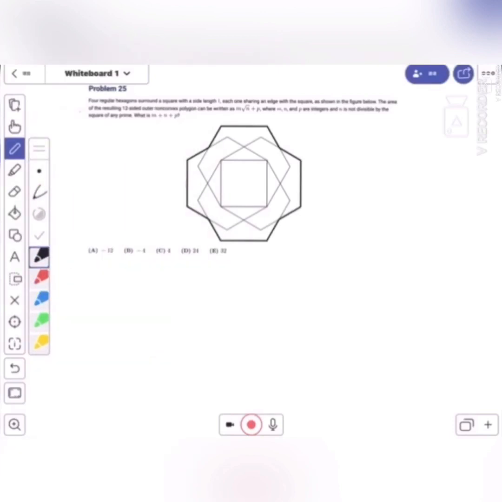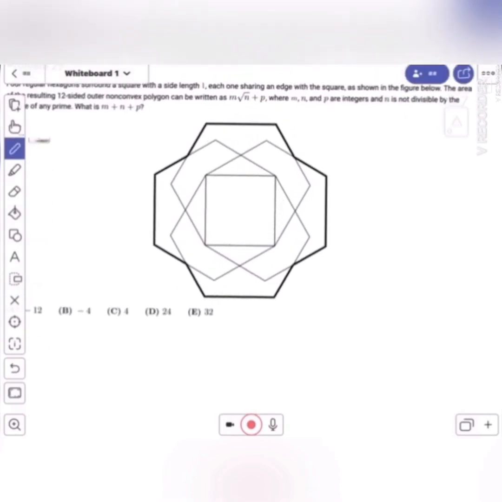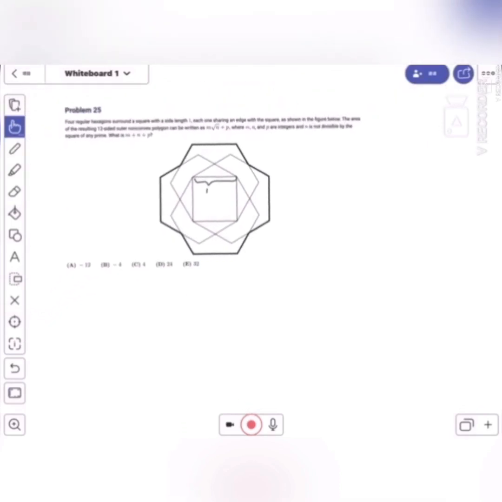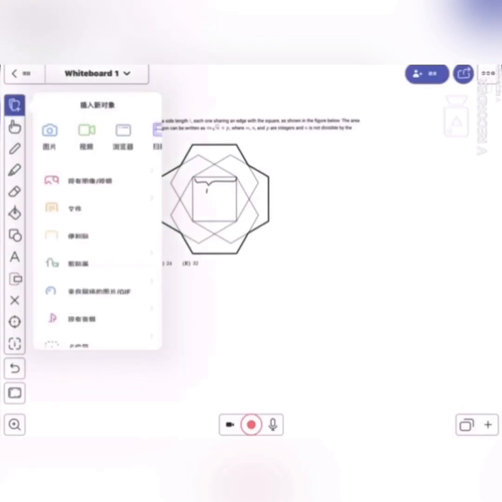We have 4 regular hexagons surrounding a square with sides 1. So let me just mark that this one's 1. So we have that this is equal to 1, and each one sharing an edge with the square, as shown in the figure below. The area of the resulting 12-sided outer non-convex polygon can be written as m times square root of n plus p, where m and p are integers, and n is not divisible by the square of any prime, which basically means that m root n is the simplest form. What is m plus n plus p?